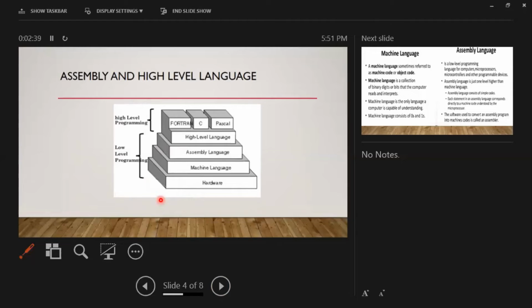How to program a microcontroller? In the initial days, we had machine language. Then we moved on to assembly language. These are low-level programming languages. And then we moved on to high-level programming languages, C and C++.